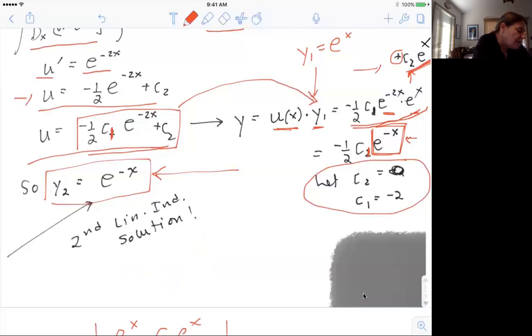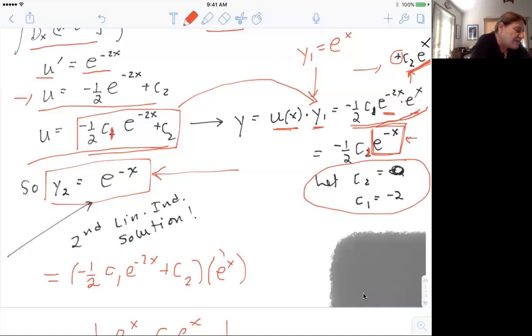So what I was finding in that step that got so messed up was minus a half times C1 e to the minus 2x plus C2 times the one that I knew, the y1, which is the e to the x. And that's what I got when I multiplied it out.